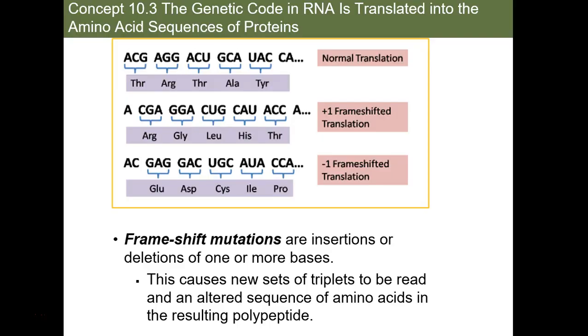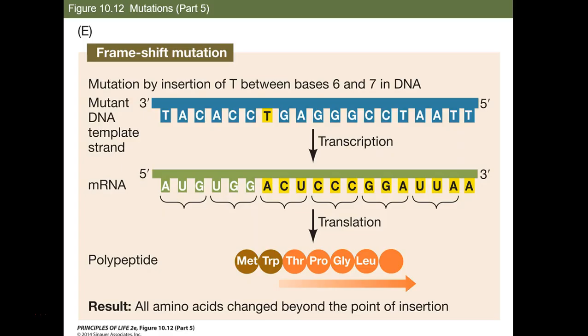Frame shift mutations are insertions or deletions of one or more bases. This will cause a new set of triplets to be read and result in an altered sequence of amino acids and resulting polypeptide. Here's our original DNA molecule again, with an extra thymine added in. This new addition completely changes the amino acid sequence beyond the point of insertion.